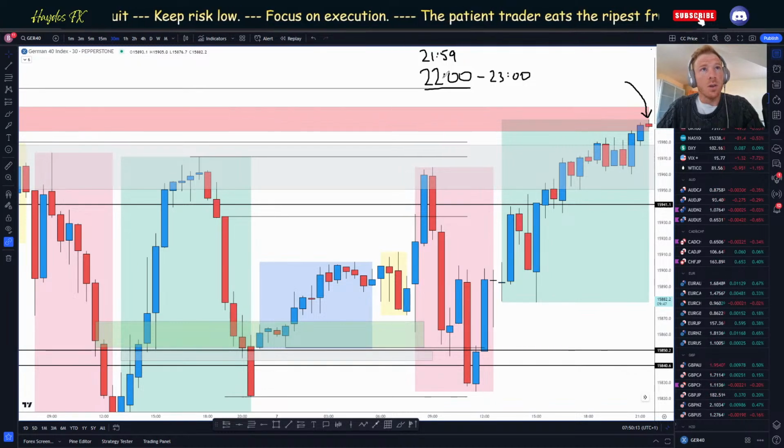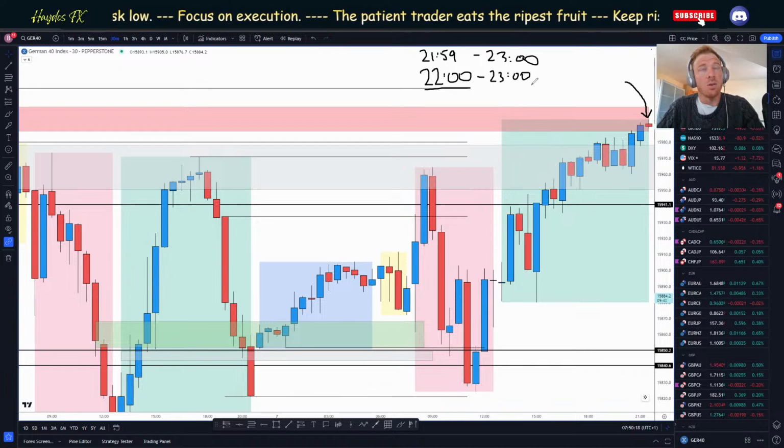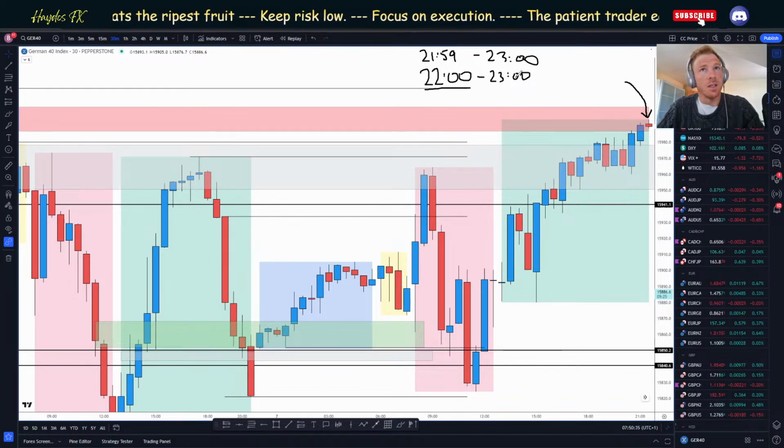When gold closes, gold doesn't actually open till 2300 at all. So you can't put a trade in between 10 and 11 my time. German 40 is, I believe, 11 as well. Maybe it's midnight. But the swap fees suck for German 40.